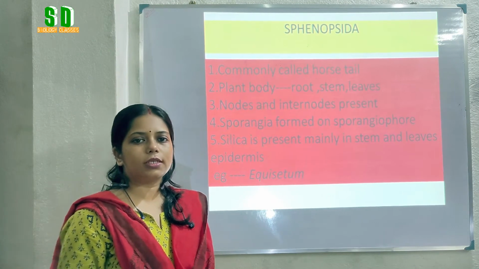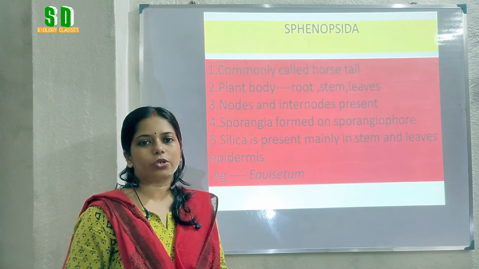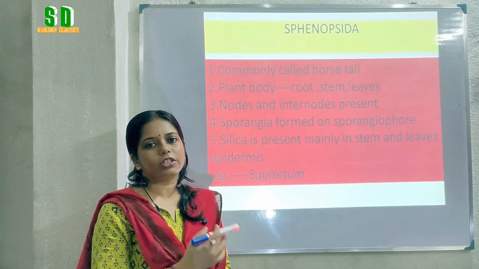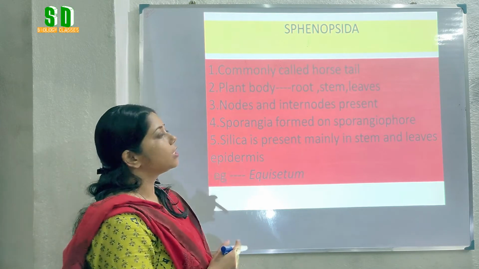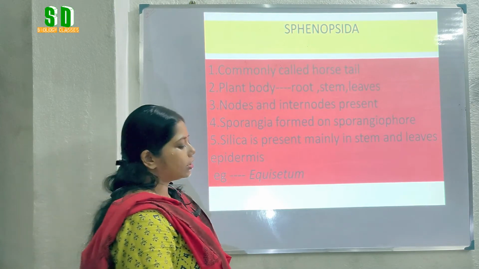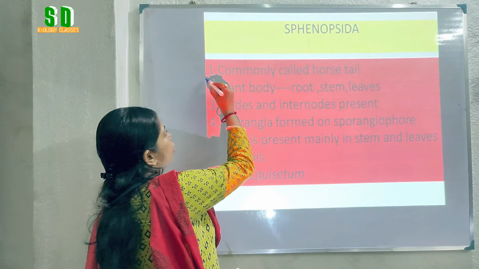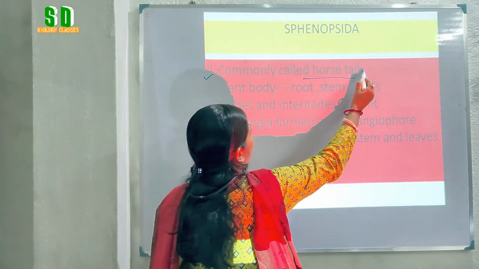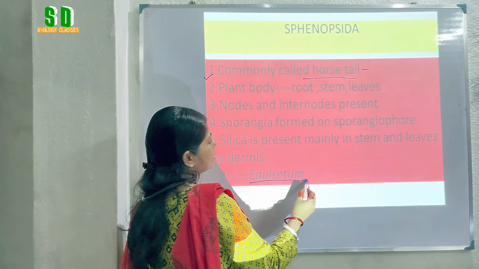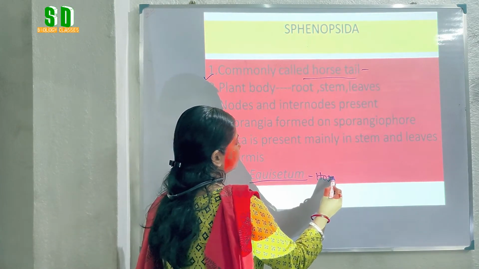So students, till now we have learned about two types of pteridophyta. Now we have the third type of pteridophyta, that is Sphenopsida. What are the features of the Sphenopsida? Commonly they are called horsetail, and mainly Equisetum is called the horsetail.